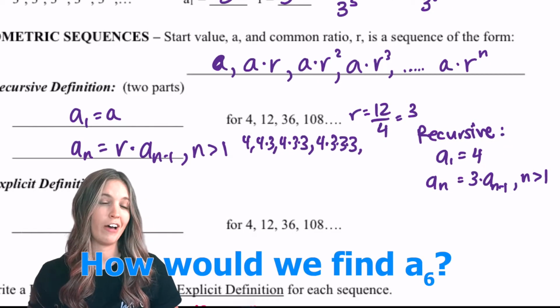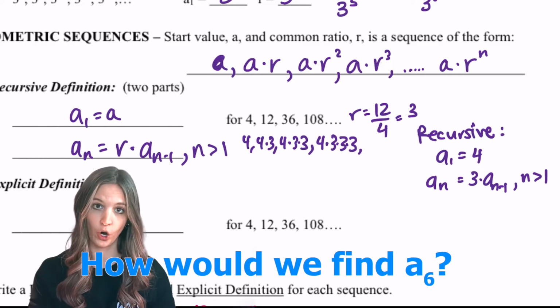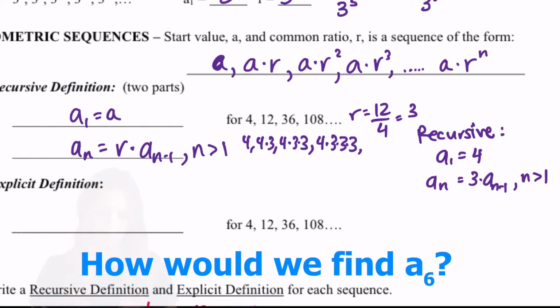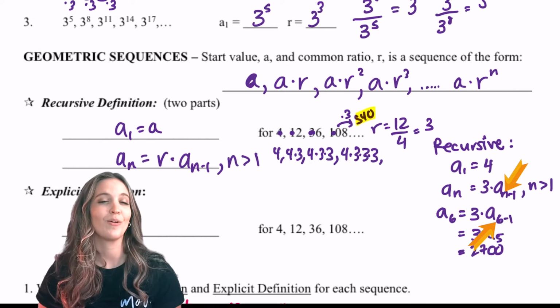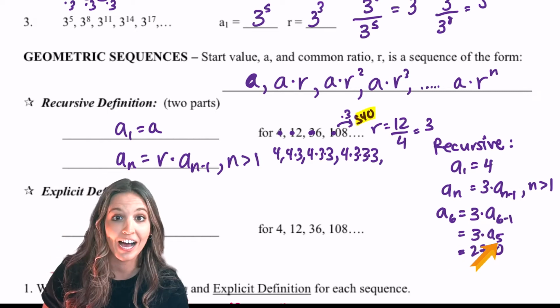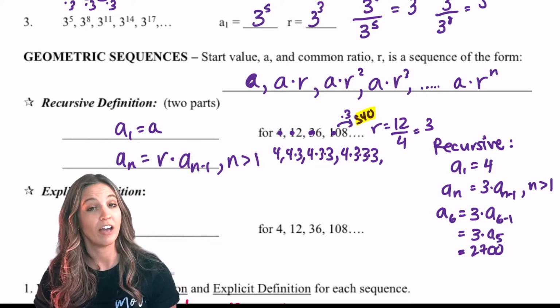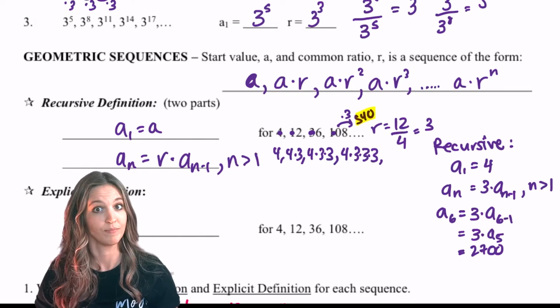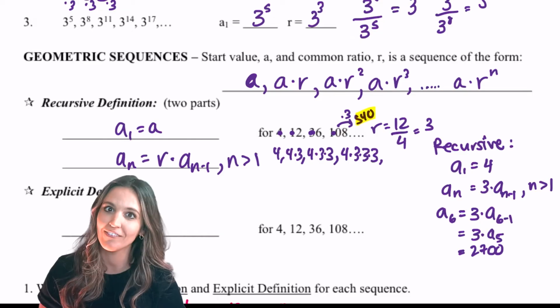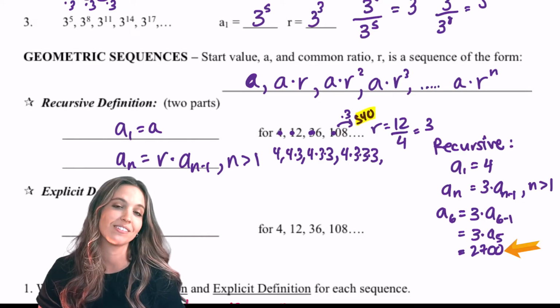So if I wanted to find the sixth term, what would I do? To find the sixth term, I would plug in 6 for n, leaving me with 3 times a sub 5. A sub 5 is 540 because 108 times 3 is 540. So 3 times my fifth term is 2,700.